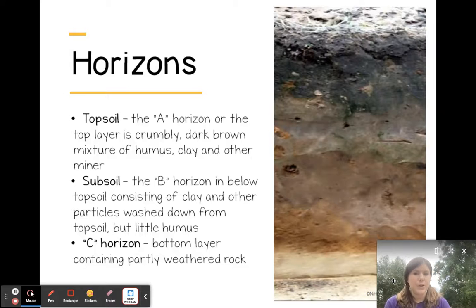And then subsoil is your B horizon. That's going to be below your topsoil. So it's got less organic material, probably more clay. It's a little harder. But there are still some critters and things living in that subsoil. And then the C horizon is the bottom layer of your soil. You're going to have some larger rocks in that layer because it's still partially weathering.